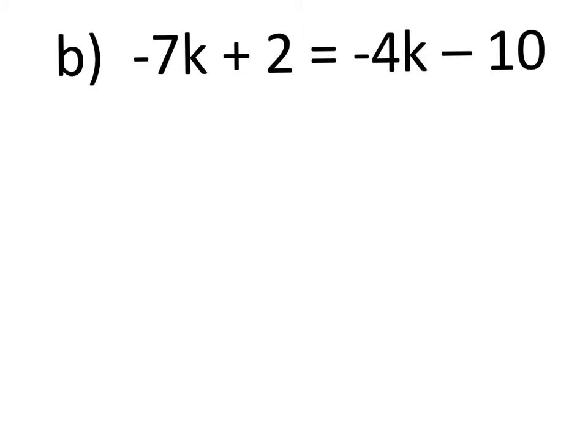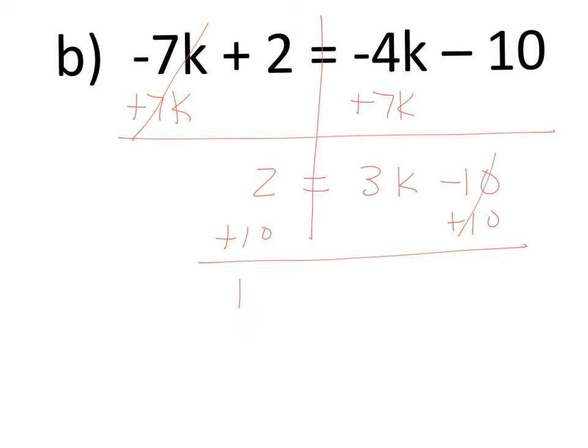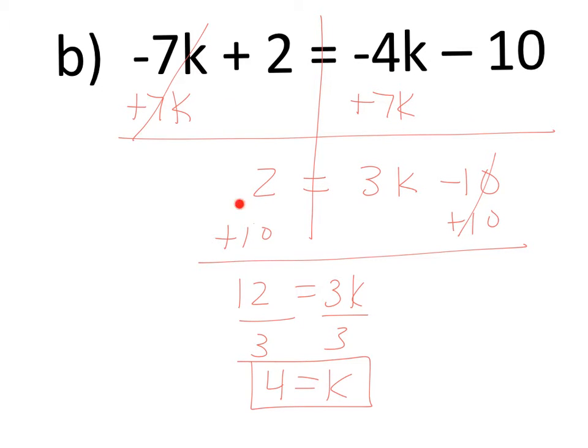On this one, because we have negatives, we're going to be adding. Again, it doesn't matter what goes where. So just get your k's together first. So I'm going to add 7k to both sides. So those cancel. So I have 2 equals negative 4 plus 7 is 3k minus 10. Now I'm going to add the 10 over to the other side. Like I said, this part's just review. And we're going to get 12 equals 3k. So again, we divide by 3, and 4 equals k.